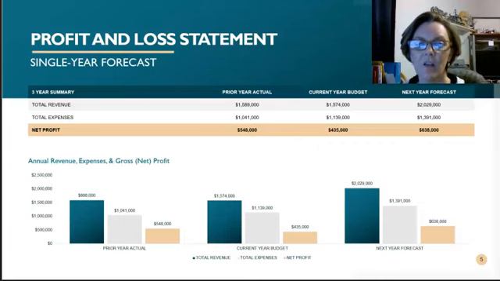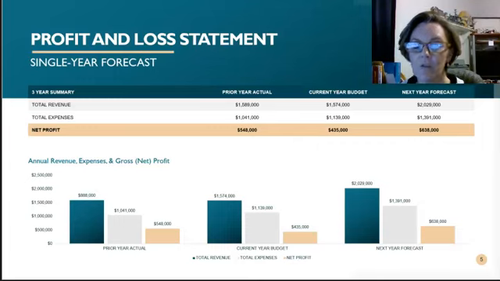Let's take another look at our case study. In this graph, we see the prior year. This represents what the actual revenue, expenses, and profit were, not what was budgeted for the year. The current year value is what the budget is for the current year, and not what the actual revenue, expenses, and profit have been to date thus far.